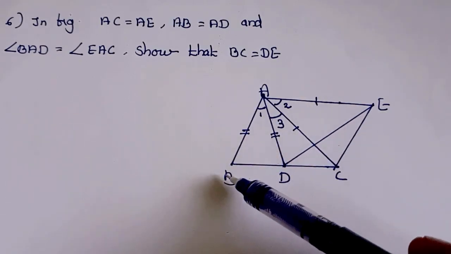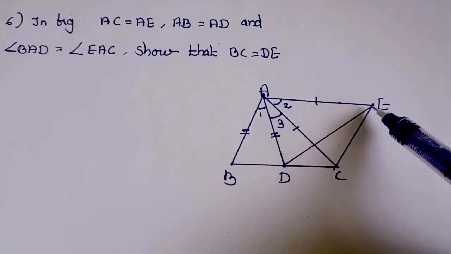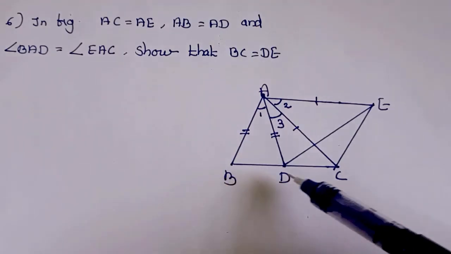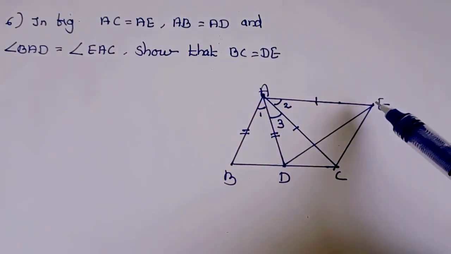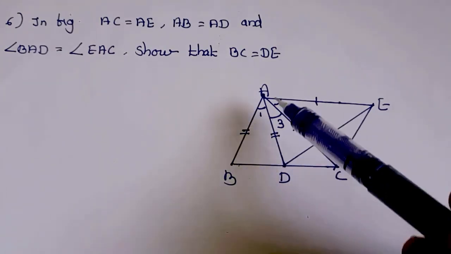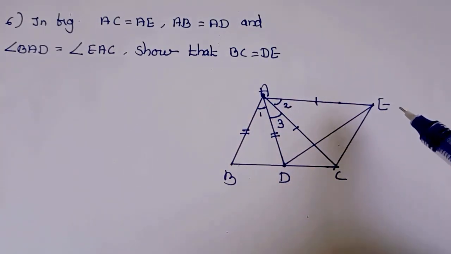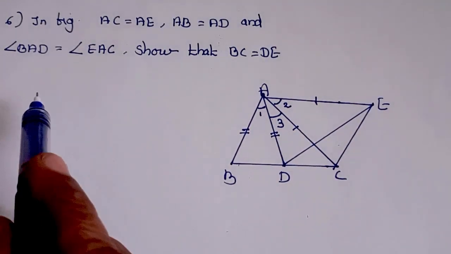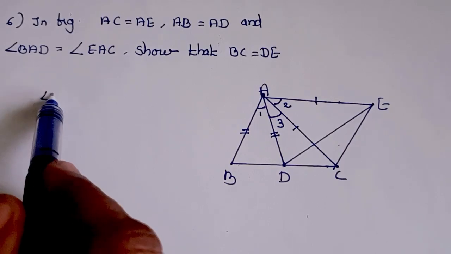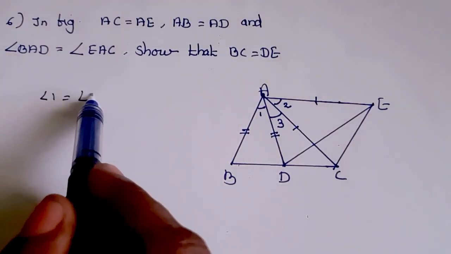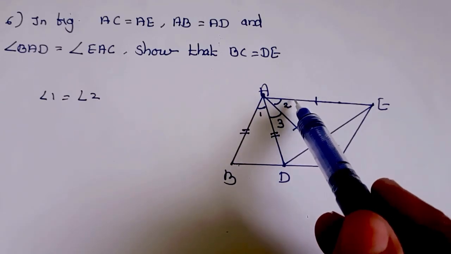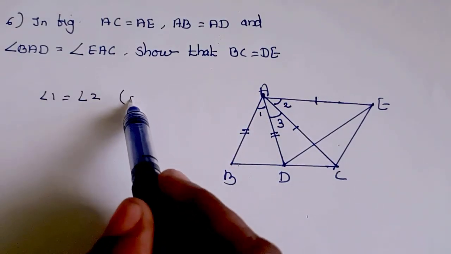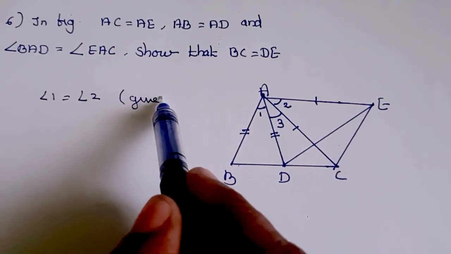If we have to prove that BC equals DE, then we have to prove that triangle ABC is congruent to triangle DAE, isn't it? BAC congruent to DAE, that's to prove. Now for that, we have angle 1 equals angle 2. Angle 1, that is angle BAD, equals angle EAC, reason given.